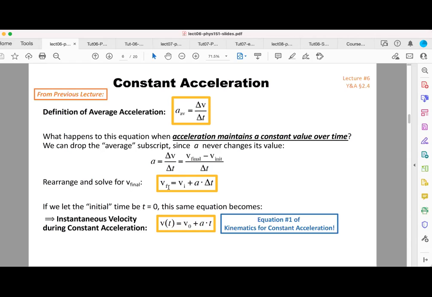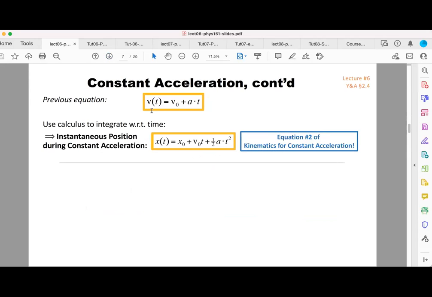So the final velocity is going to be equal to the initial velocity plus a, the acceleration, multiplied by delta t, where delta t is the time elapsed between the initial and the final time. If the initial time is 0, and normally we start counting time at 0, then we can simplify this equation even more, saying that the velocity at a certain time t is equal to the initial velocity v naught plus acceleration multiplied by t. This is a very important equation, and you should memorize it because you are going to see it all the time.